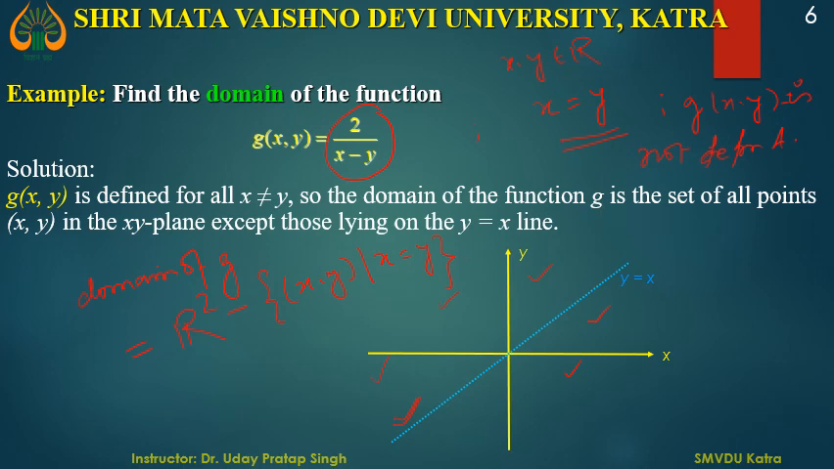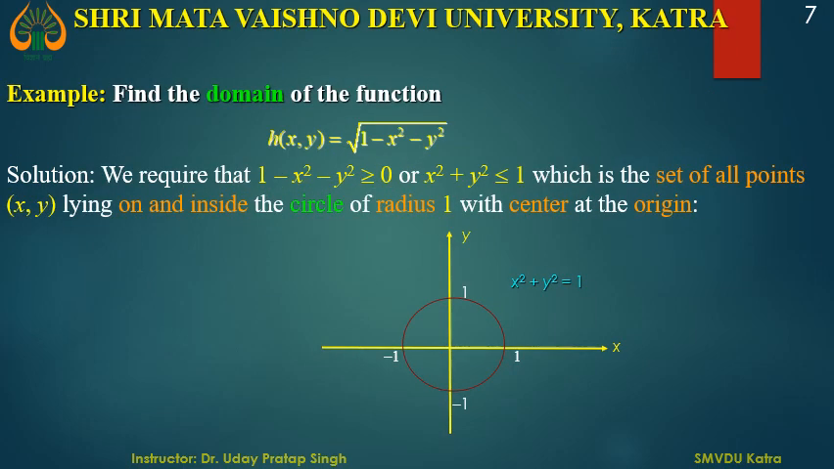Let us consider another. Find the domain of the function h(x, y) is equal to the square root of 1 minus x square minus y square. What is that? 1 minus x square minus y square lies in the square root, right? We know that if 1 minus x square minus y square is less than 0, that is a negative number, then this h(x, y) will give us a complex number, and we are talking about a real valued function.